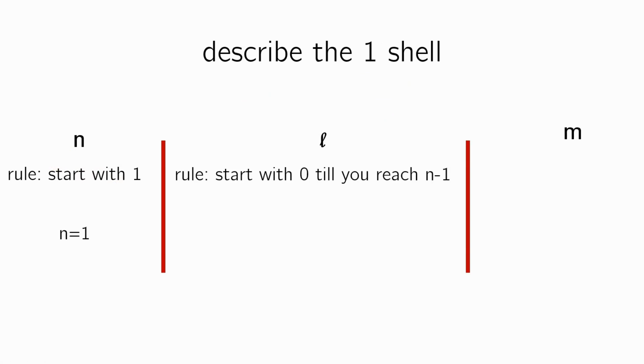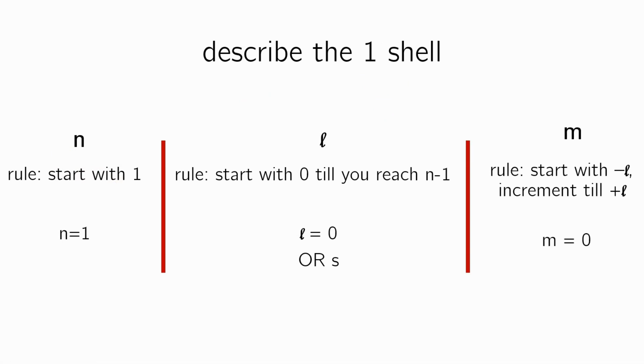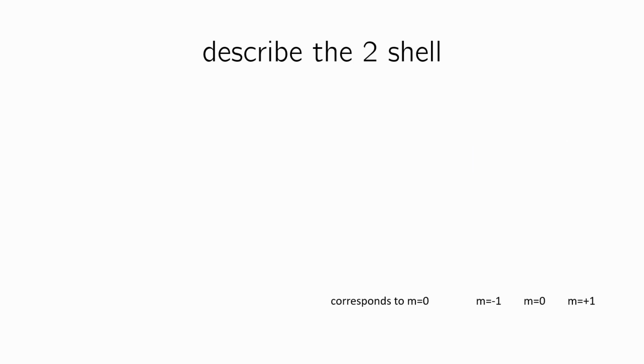Because L could go from 0 to N minus 1, meaning L is equal to 0, or S. We're going to call it S instead of 0, so we have 1S. All right. And M can go from negative L to L. Well, L is 0, so it should only be 0. So M is equal to 0, meaning I have 1 orbital. So draw the orbital. That's the 1s orbital. I can have 2 electrons hanging out there.